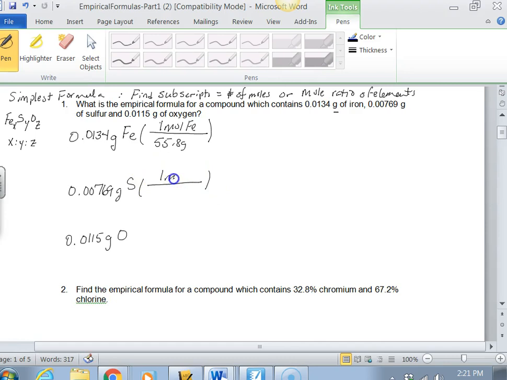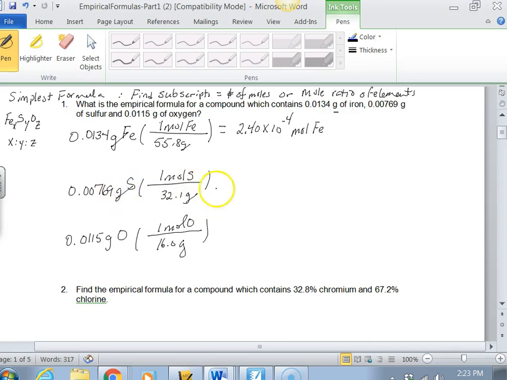Every 1 mole of sulfur is 32.1 grams. And every 1 mole of oxygen is 16 grams. So this gives the values of 0.0134 grams divided by 55.8 is 2.40 times 10 to the negative 4th moles of iron.